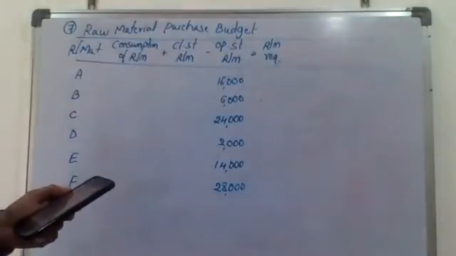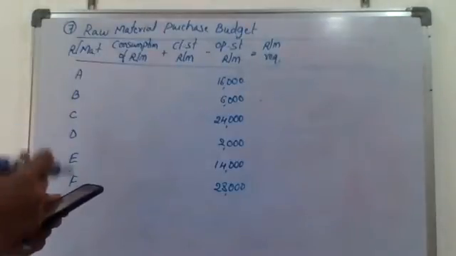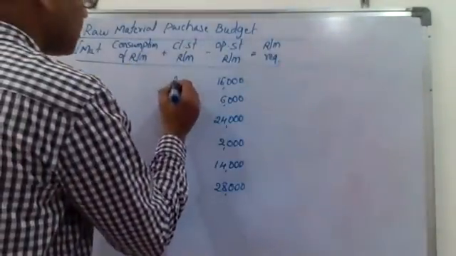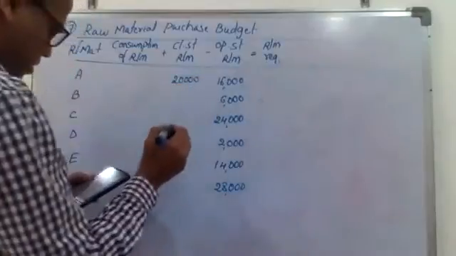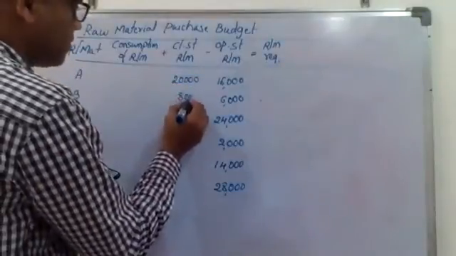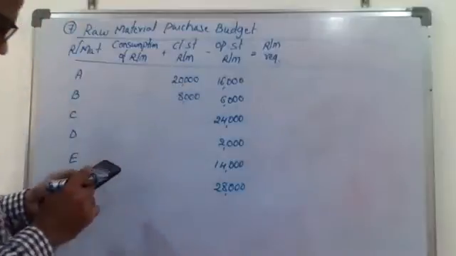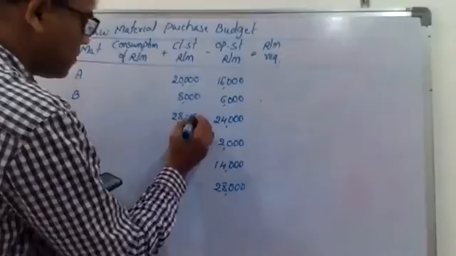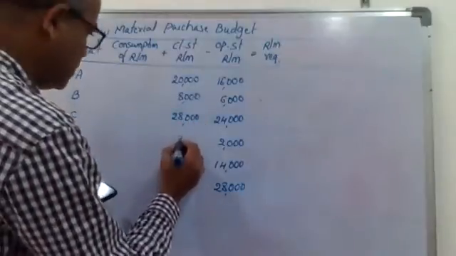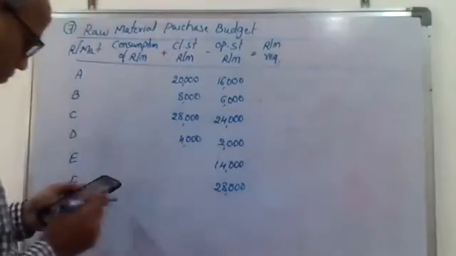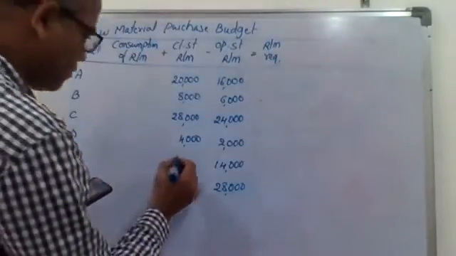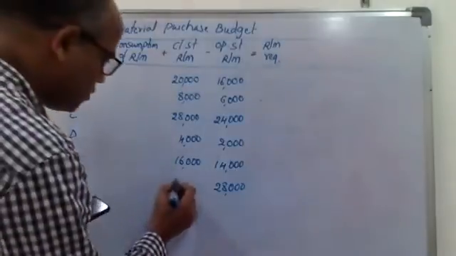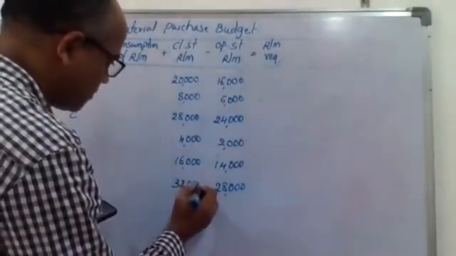In D27, I have the estimated January 31st. January 31st is my closing stock. So I will write here, this is 20,000, 8,000 of B. This is 28,000 of C, 4,000 of D, then 16,000 of E, and 32,000 of F, sorry.